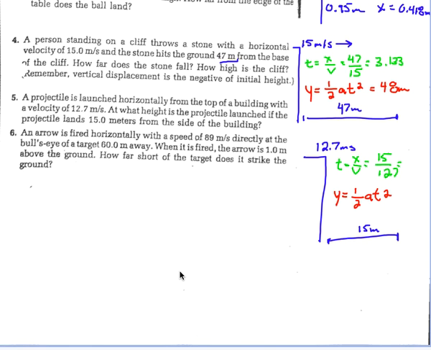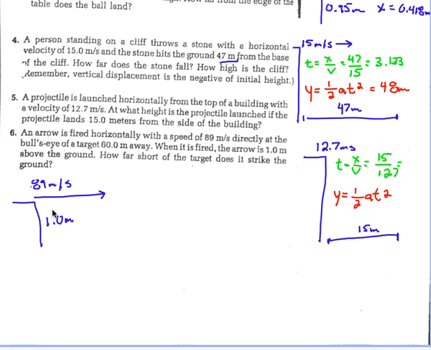Number 6, again, similar. We have an arrow that's fired horizontally with an initial speed. We have an initial velocity again. It's 1 meter off the ground. And it's asking how far short of the target does it strike if the target's 60 meters away. So we sort of should ignore the 60 meters for now and see how far this projectile is going to go.